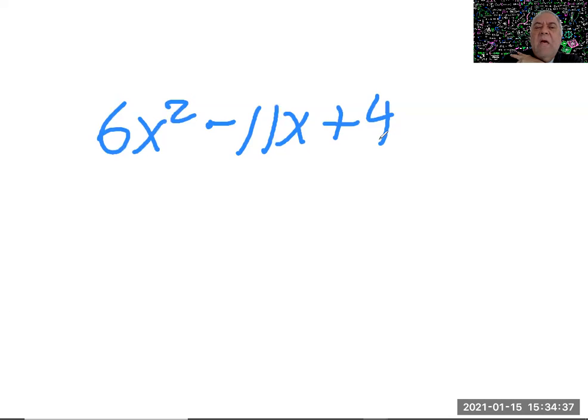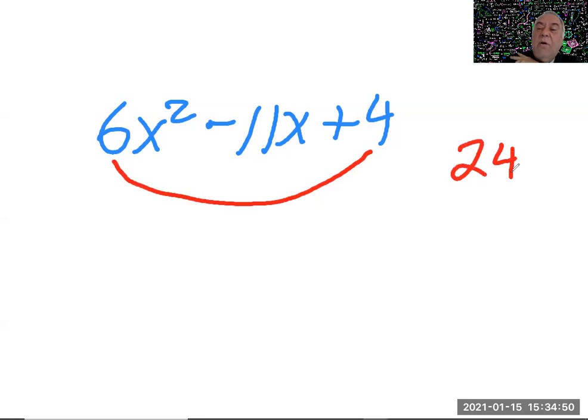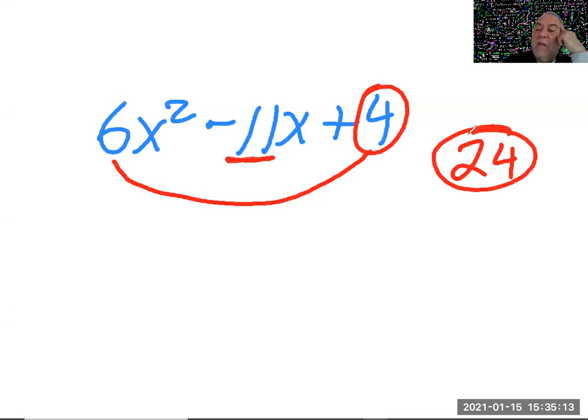So what you have to do when a is not equal to 1 is multiply the a term by the c term. 6 times 4, 24. Now, what are the factor pairs of 24 that are going to add up to negative 11? Remember, when this is positive, the factors are either both positive or both negative to give you positive 4. And because the 6 is positive, so you have 24, they're either both positive or both negative.